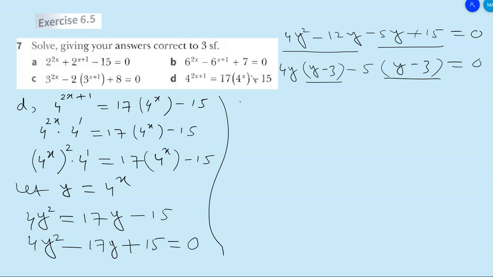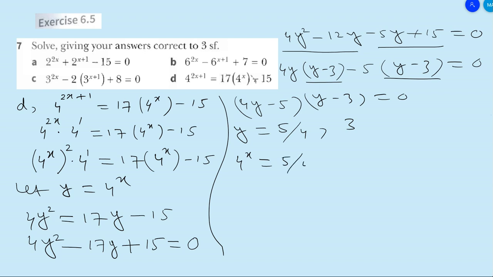Now this time factorization is 100% correct, because in both the brackets the sign is same, y minus 3, y minus 3. Now 4y minus 5 and y minus 3 is equal to 0. This implies that y is equal to 5 upon 4, and y is equal to 3. What is y actually? y is 4 to the power x, is equal to 5 upon 4. Taking logarithm on both sides, x is equal to log 5 upon 4 upon log 4.